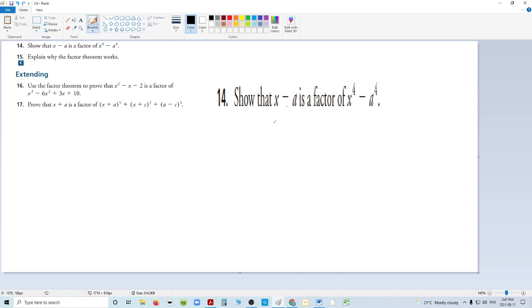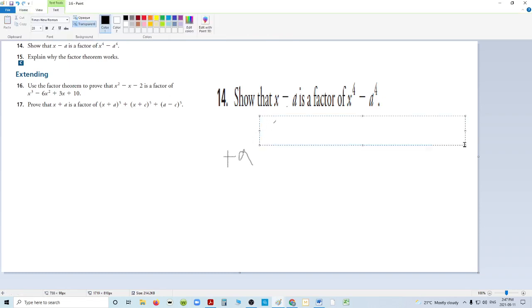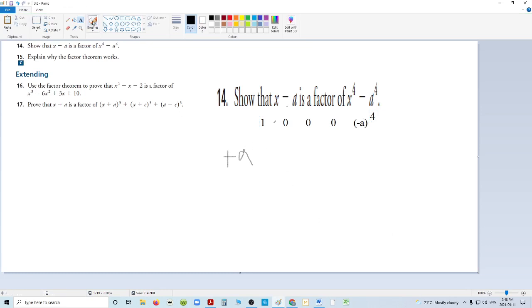So what is the root of x minus a? It's positive a. What are the coefficients in front of here? Well, keep in mind that a is a number, so it's 1 in front of the x to the 4. It's 0 in front of x to the 3. It's 0 in front of x to the 2. It's 0 in front of x to the 1. And then it's the number minus a to the power of 4. So that's some number to the power of 4. However, it works still. Or at least I hope it works.